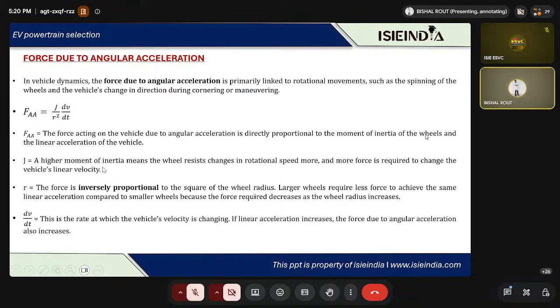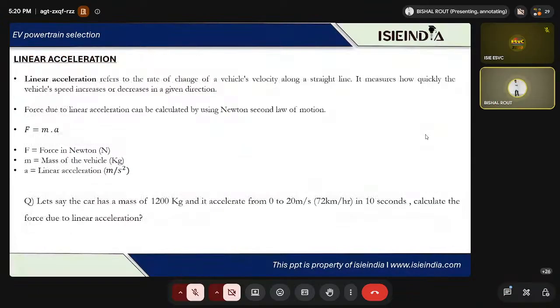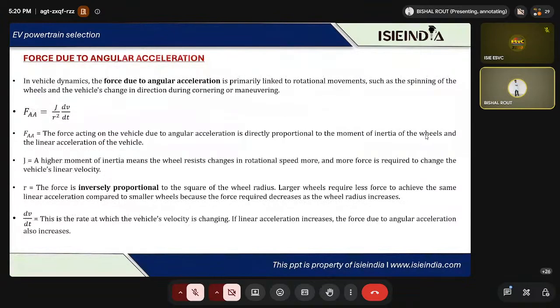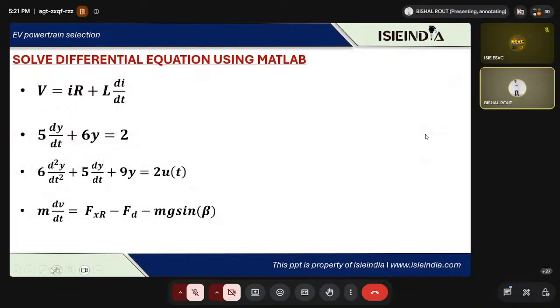Linear acceleration is given as change in linear velocity with respect to time. Angular acceleration is given as change in angular velocity with respect to time. And what is the relationship between linear and angular acceleration? Angular velocity is given by omega, so a is equal to radius into omega. With that we calculate the things, so you can apply those normal relations and calculate this. Fine.